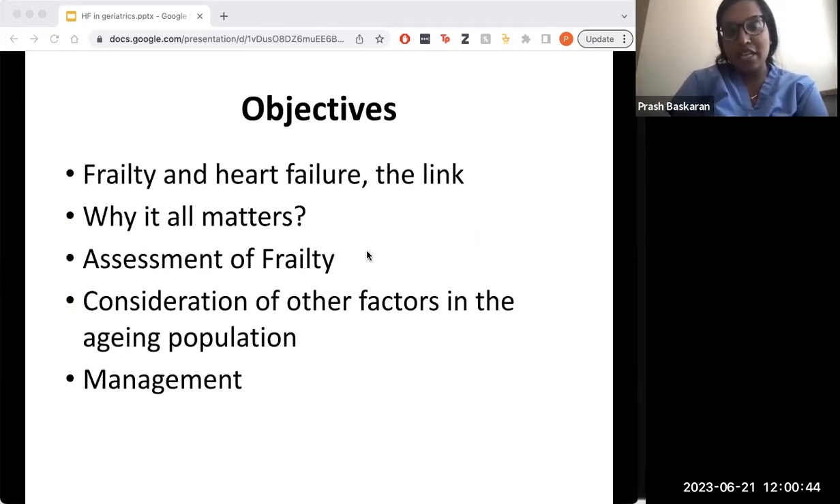So the objectives of today's presentation are to talk about frailty and heart failure, and if there is a link, which surprise, there is a link, why it all matters, especially in our hospitalized patients, how we can make assessments of frailty, and what tools are available, in particular in the heart failure population and the cardiovascular population. Some considerations for other factors that we can see in parallel to those patients who are aging and those patients who have heart failure. And then finally, a little bit on management strategies.